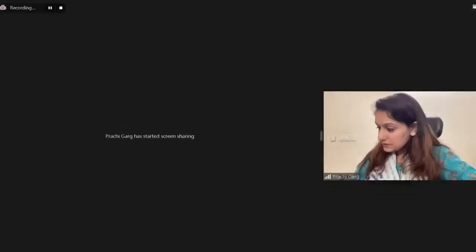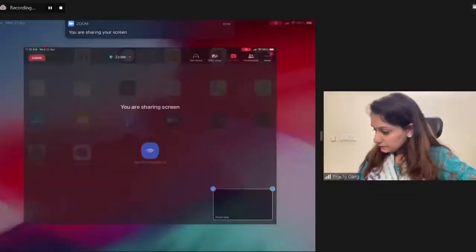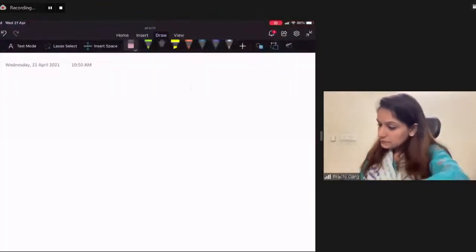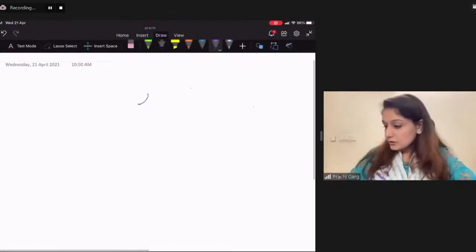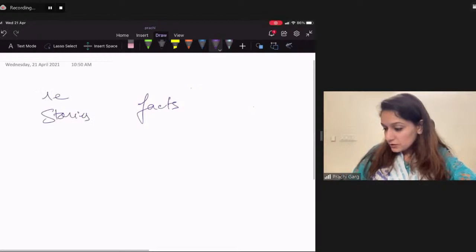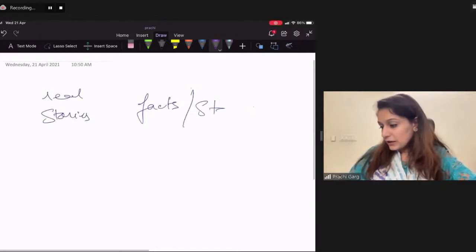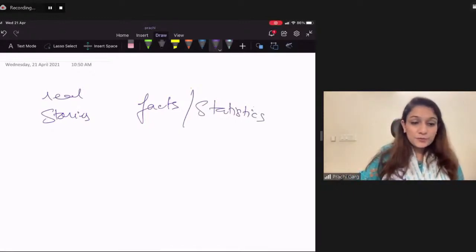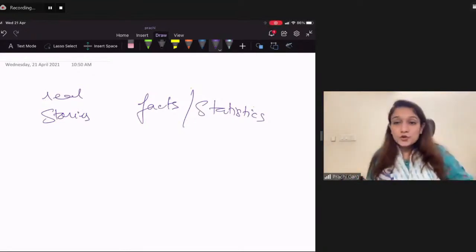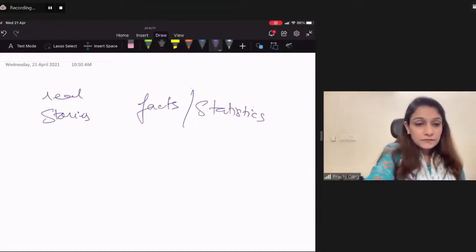Let me just share my screen so that in case you're missing some points, you can see what I'm writing side by side. Right? So as I say, you can add facts, you can add stories, like real stories, right? Facts or statistics. Yes. Okay. Is there any problem, or is there any confusion that you have till now?